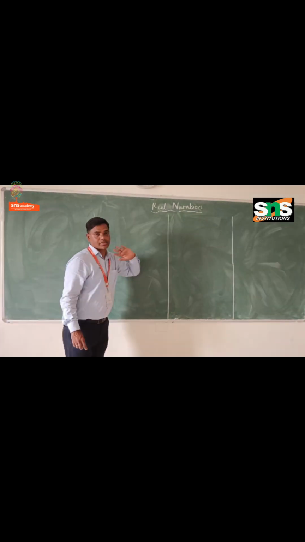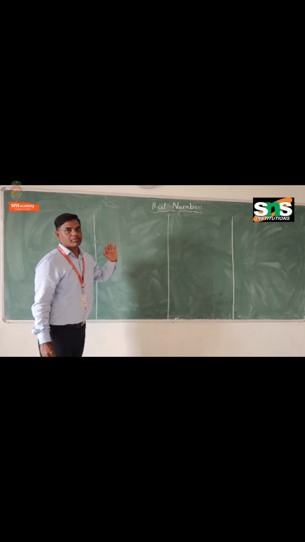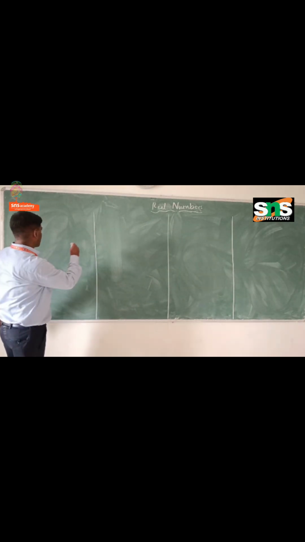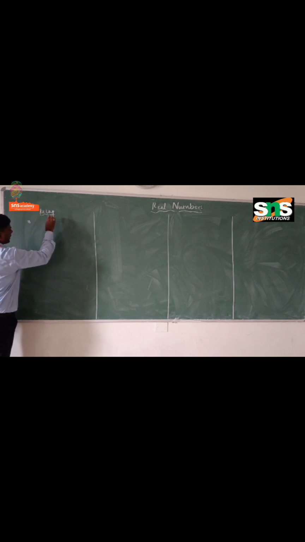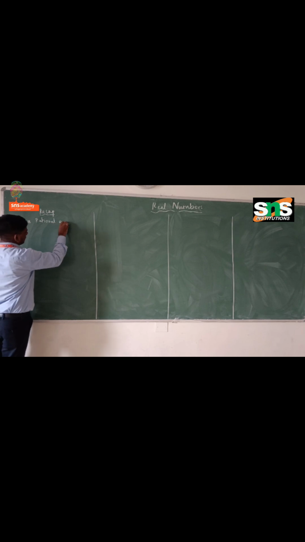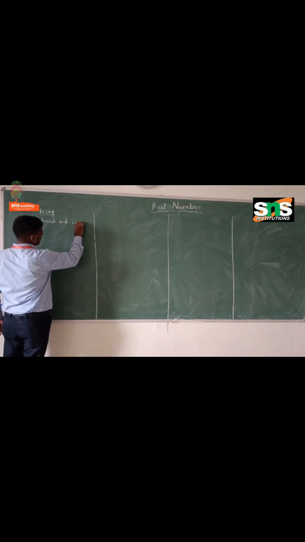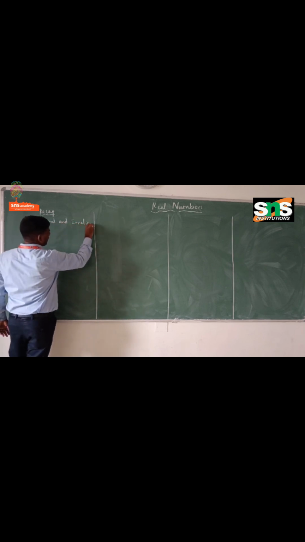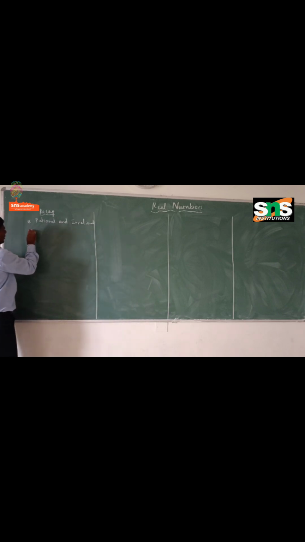In the last class we discussed real numbers, and the types of real numbers like rational. Before starting the class, let us recap what we studied in the previous class. We saw what rational and irrational numbers mean, and how we differentiate rational and irrational numbers, what the conditions are.